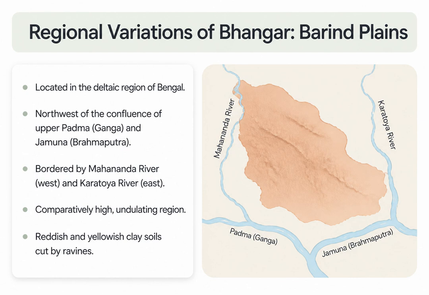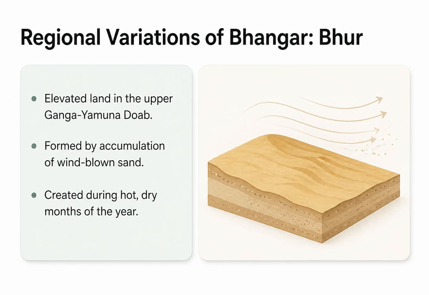The Barind is a relatively high, wavy terrain made of reddish and yellowish clay soils, and it is heavily cut by ravines. Another regional variation of the older Bangar alluvium is called bhur.